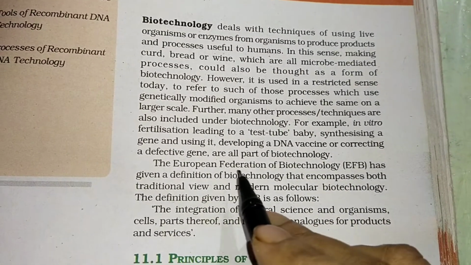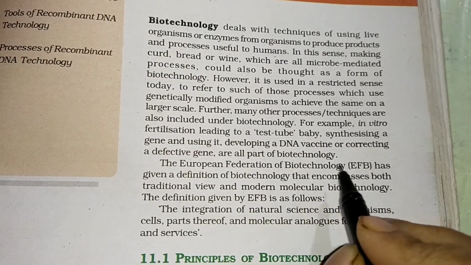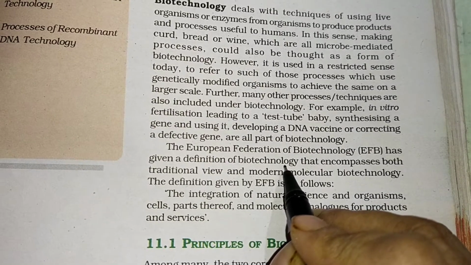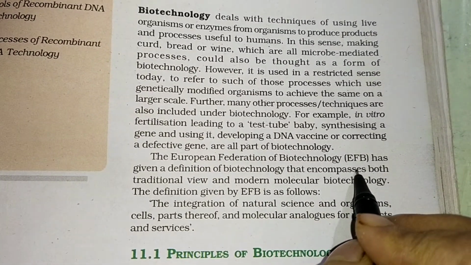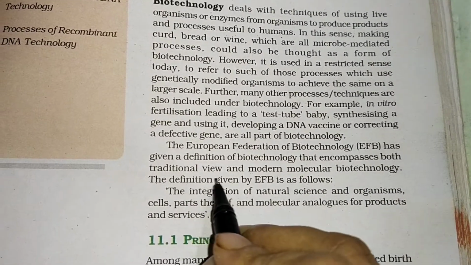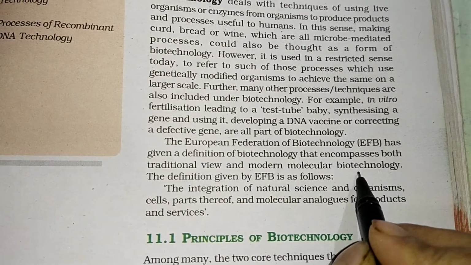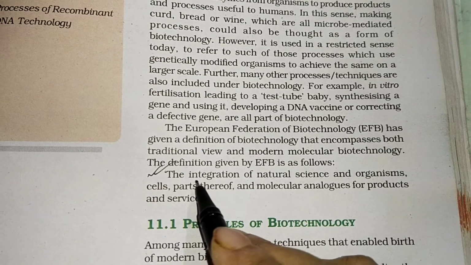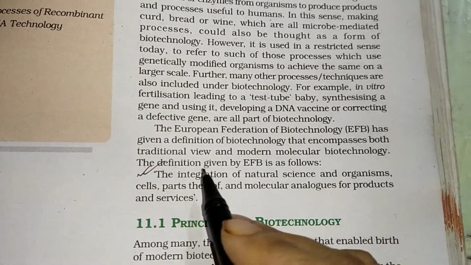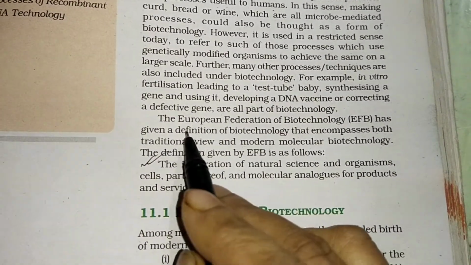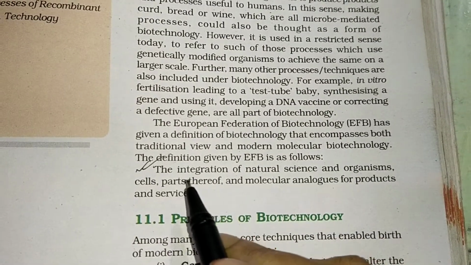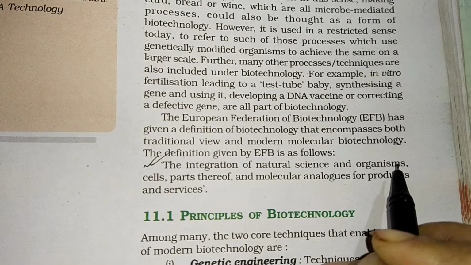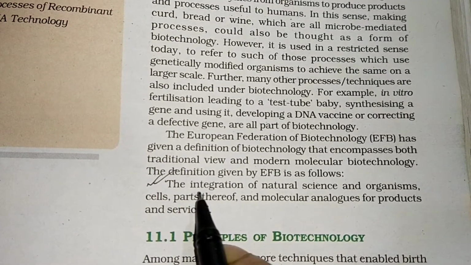Now, the European Federation of Biotechnology (EFB) has given a definition of biotechnology that encompasses both the traditional view and modern molecular biotechnology. So in that sense, what is the definition here? The definition according to EFB, the European Federation of Biotechnology, is the integration of natural science and organism. Okay, integration of which one?